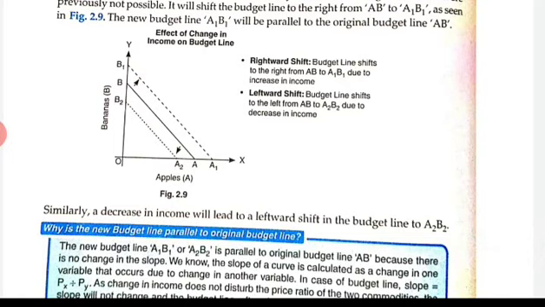Suppose AB is the original budget line. When there is an increase in income, the budget line will shift rightward to A1B1, from AB to A1B1 due to the increase in income. When there is a decrease in income, the budget line will shift to A2B2. So the shift in the budget line basically takes place when there is a change in the income of the consumer.